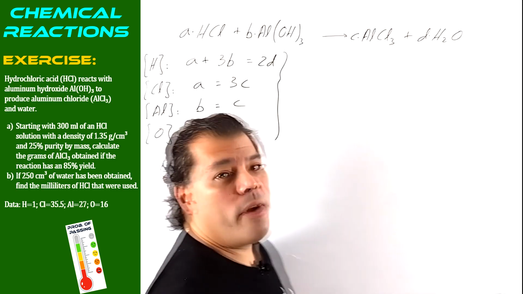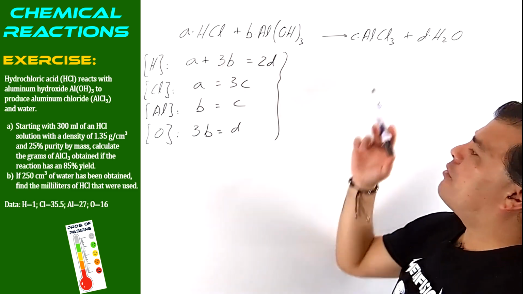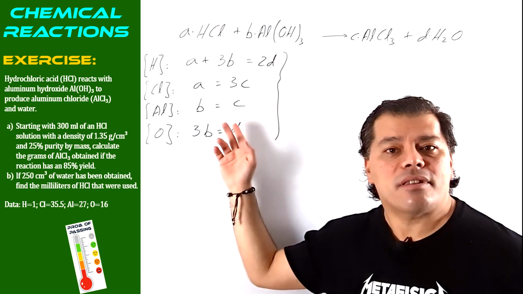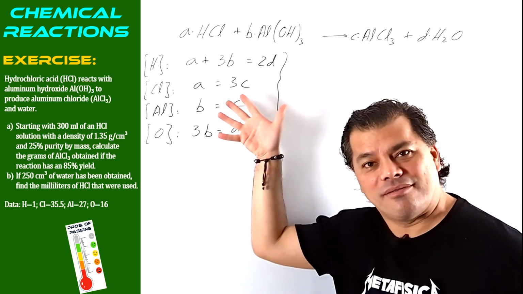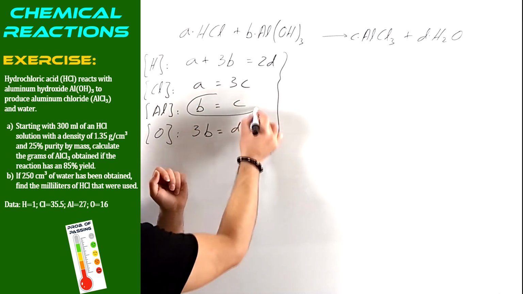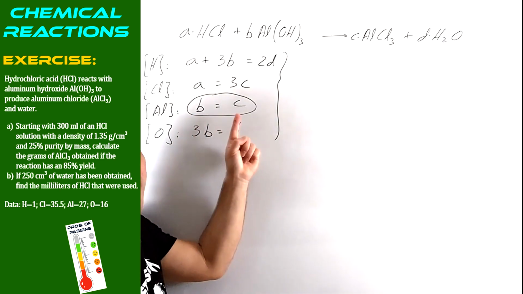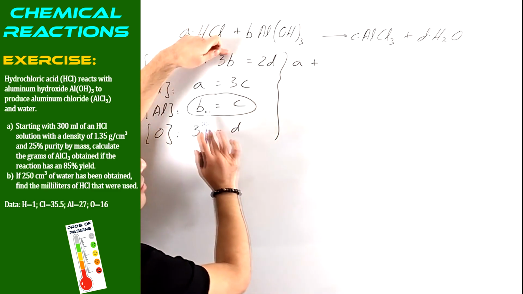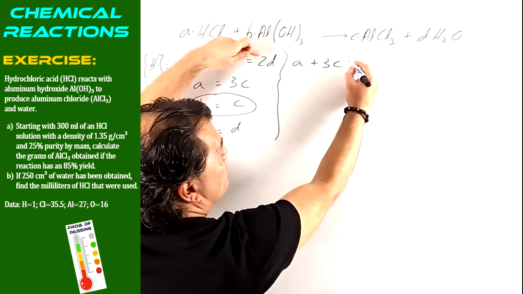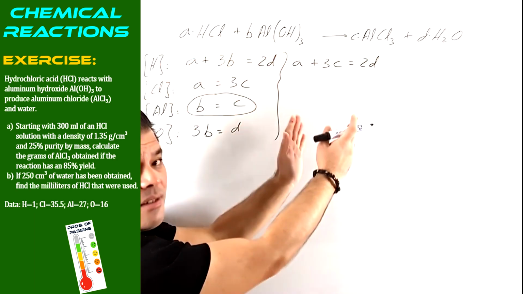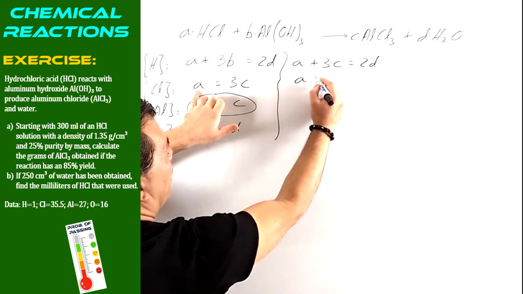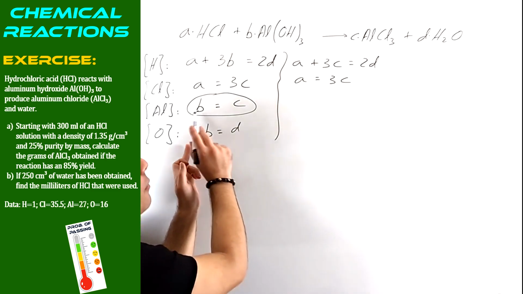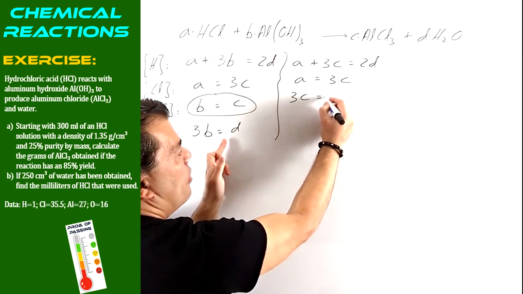And now we have 4 letters and 4 equations, and what we are doing is to choose one of the simplest equations in order to rewrite the other ones. Let me use this one, which means that whenever I find letter B, I will write C, that is A plus 3C must be equal to 2D. Easy, right? A equals 3C. And finally, 3C must be equal to D.